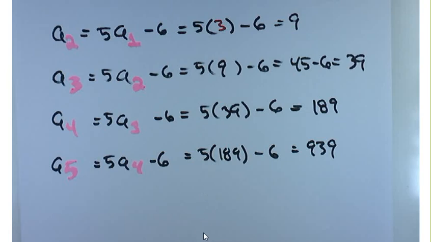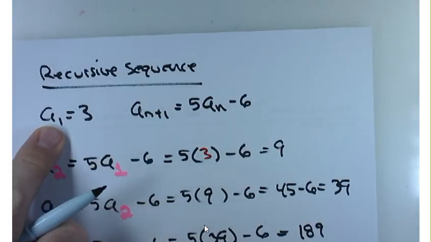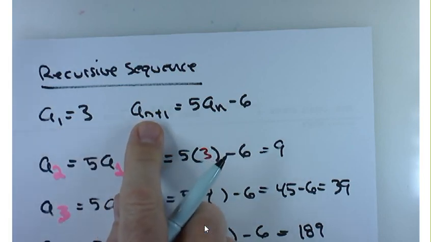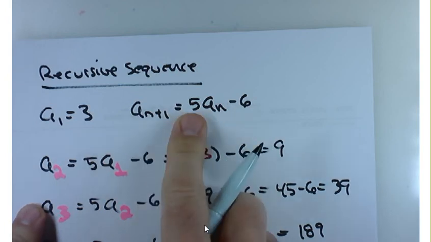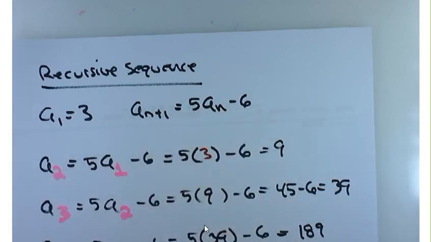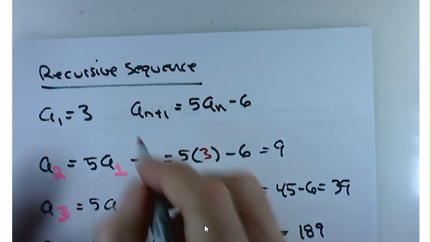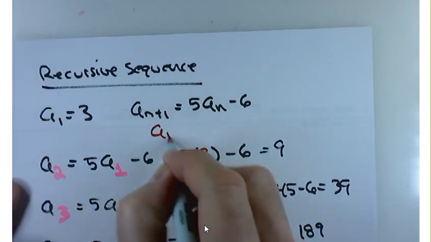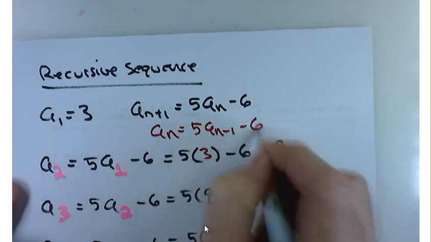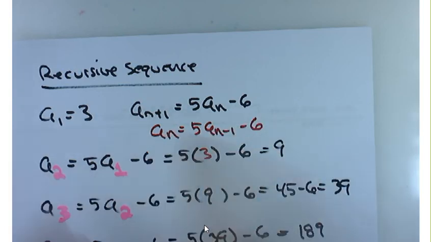All right, so here's our setup. The first term is 3, and the general term is 5 times the previous term minus 1. Now, I think when we set this up on our graphing calculator, we're going to have to set it up like this. We're going to have to set up a sub n is 5 times a sub n minus 1 minus 6. So it's the same thing.